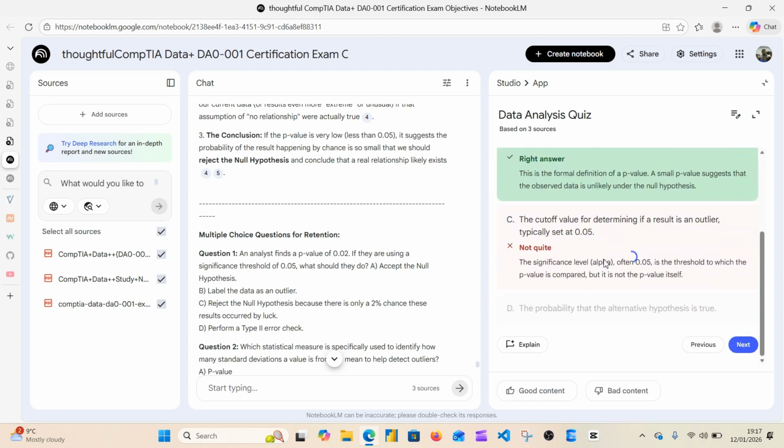It's fantastic. So guys, I'm going to carry on studying. As you can see, I failed this question, which means I still have a lot more studying to go before I sit for my CompTIA Data Plus exam. So I'm going to get back to that.